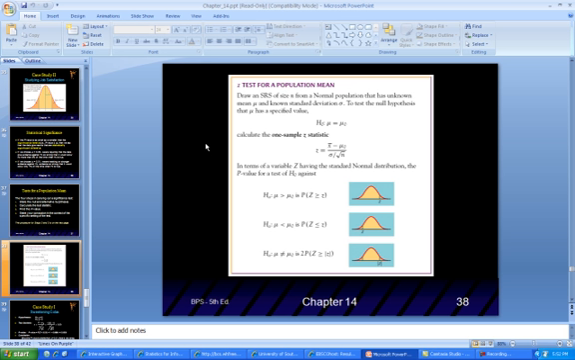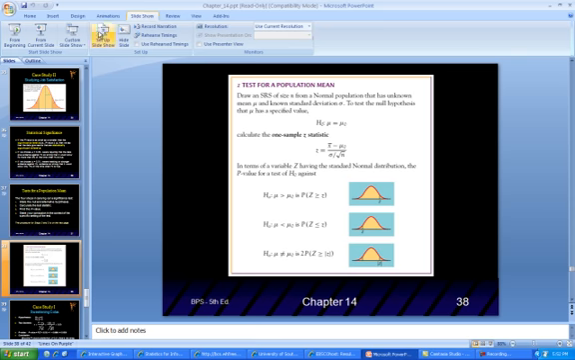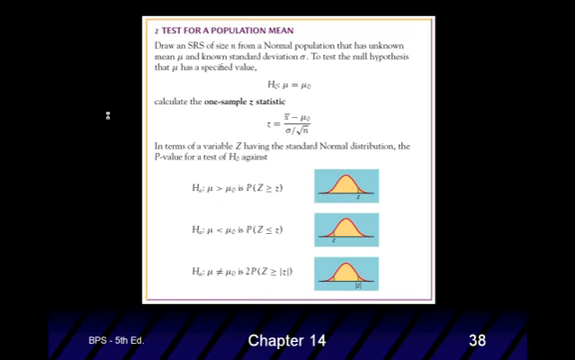So the z-test for a population mean, this is what it looks like here. I'm going to put this in slide format so you can see it much bigger. Okay, draw an SRS of size n from a normal population that has unknown mean mu and known standard deviation sigma. We've been saying that all these 4 videos. To test the null hypothesis that mu is a specified value, we say it's equal. There's no difference. Calculate the one sample z statistic. Okay? That's what you do next. That equation is in terms of a variable z having the standard normal distribution. Okay? You put it there.